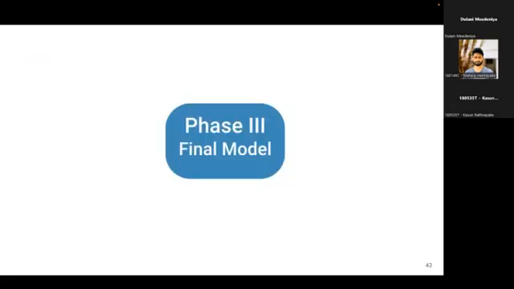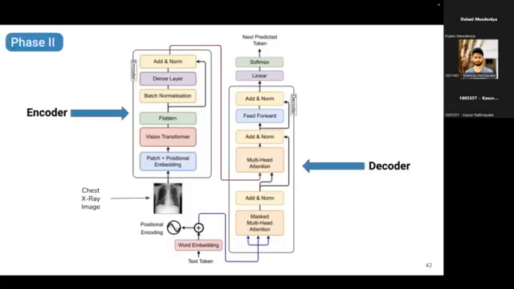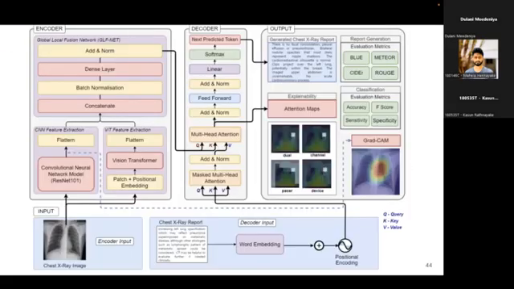So next. So this is our final phase where we have used both vision transformer and CNN to extract features from the image.